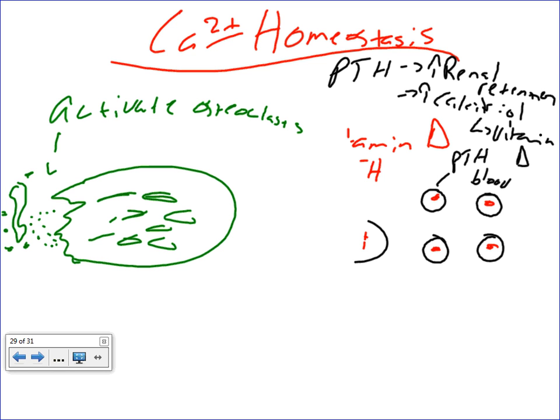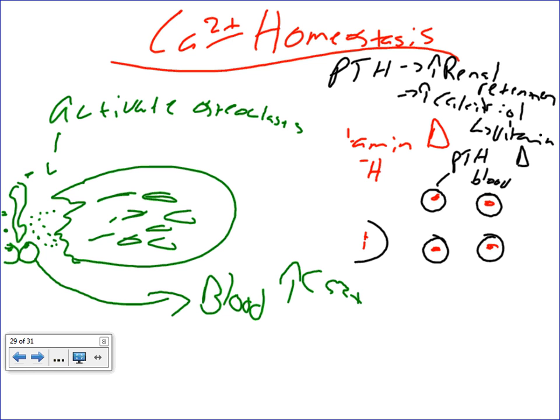The important part is getting the calcium salts separated from the proteins. The acids separate these, and then these calcium minerals can get into the blood, again increasing blood calcium levels. So the combination of increasing renal retention, increasing intestinal absorption, and activating osteoclasts will help get our calcium levels back up to normal, because hypocalcemia can be a dangerous situation if we don't correct it.